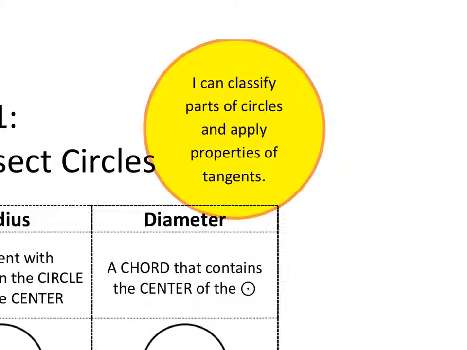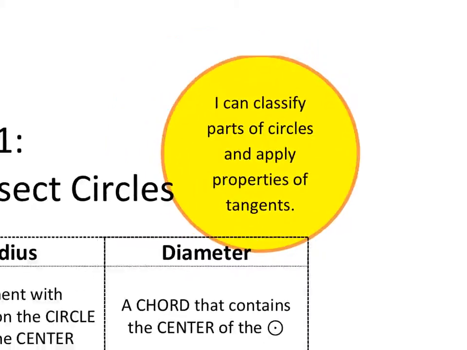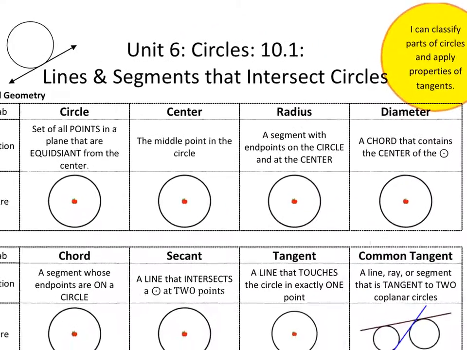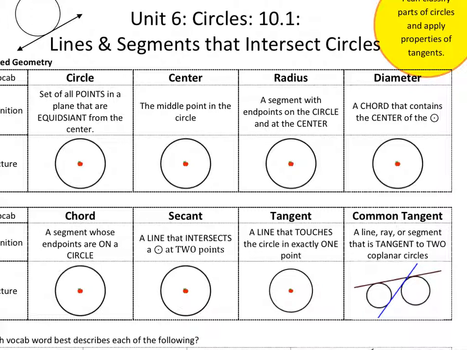So if we look at our I can statement, it says, I can classify parts of circles and apply properties of tangents. So that's what we're going to be doing today. We're going to be talking about the parts of a circle, and we're going to apply them as properties of tangents.